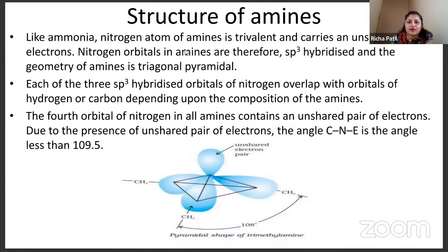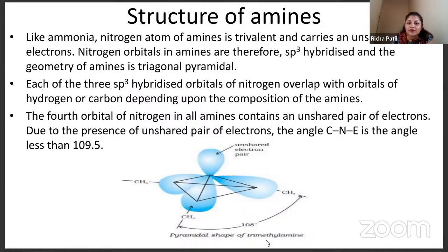So what is the structure of an amine? When we are discussing the structure, like ammonia, you know how the ammonia structure is. Like ammonia, the nitrogen atom of amines is trivalent, and it also contains an unshared pair of electrons. The nitrogen orbitals in amines are sp3 hybridized, and the geometry of the amine is trigonal pyramidal. You can see the diagram.